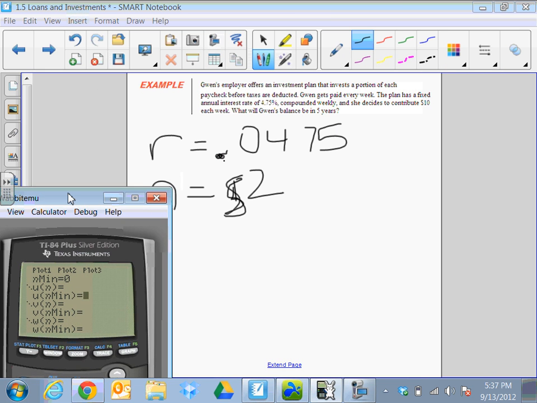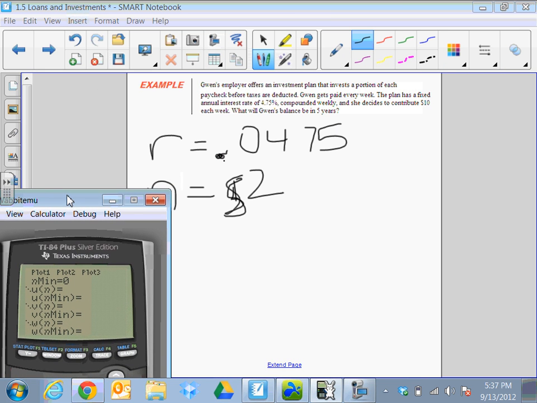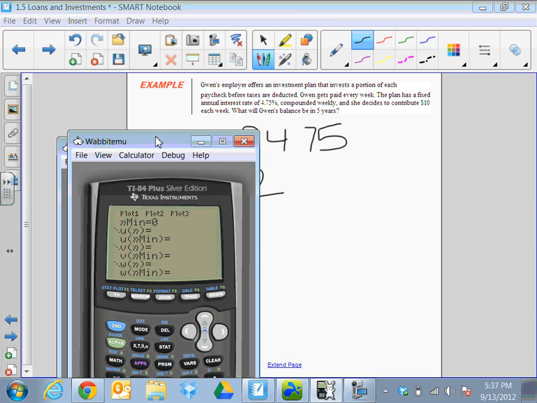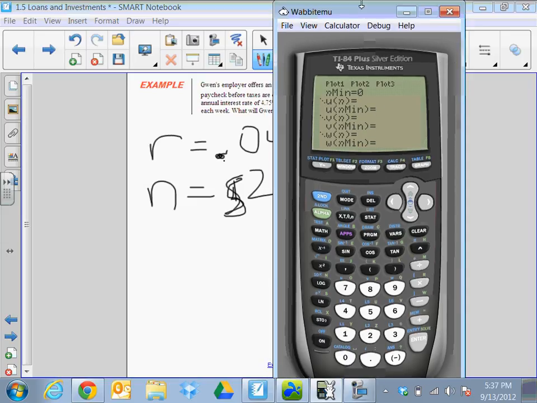And it says here that Gwen really didn't put any money in to start. So she's actually starting with $0 as her minimum. She's going to put in $10 more a week, but it's going to take some time to build up. So if you need to pause and rewind at any time, that's the beauty of the video, if I'm going too fast.